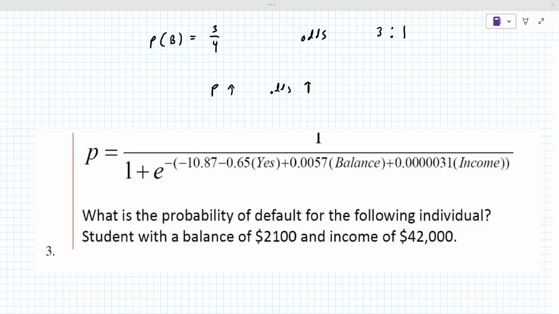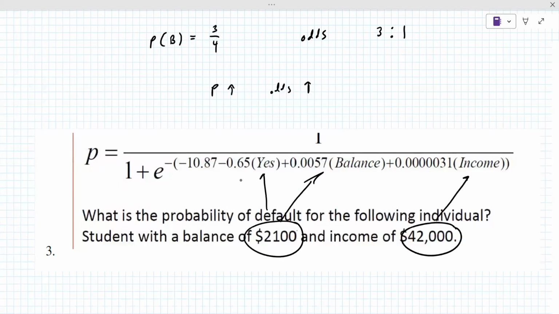You're not actually taking the logarithm of these. You're just using them as is. So I think you're just plugging them in, and because the default, or yes, is going to be 1, we multiply 0.65 times 1, 0.0057 times the balance, and then 0.003 times the income, and then finding that number would give you the probability, correct?